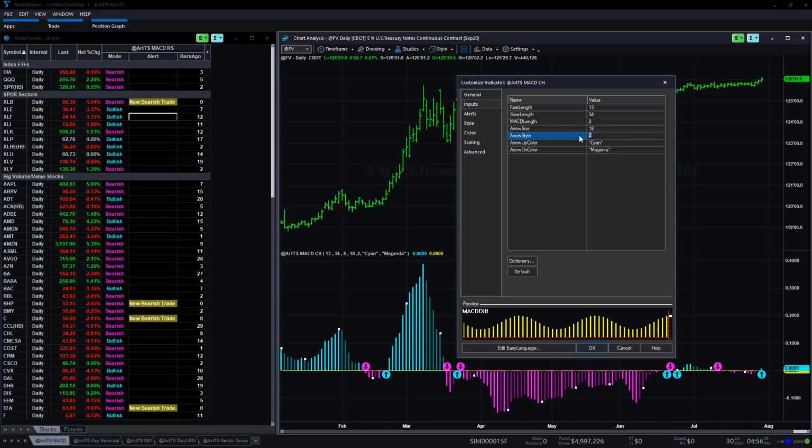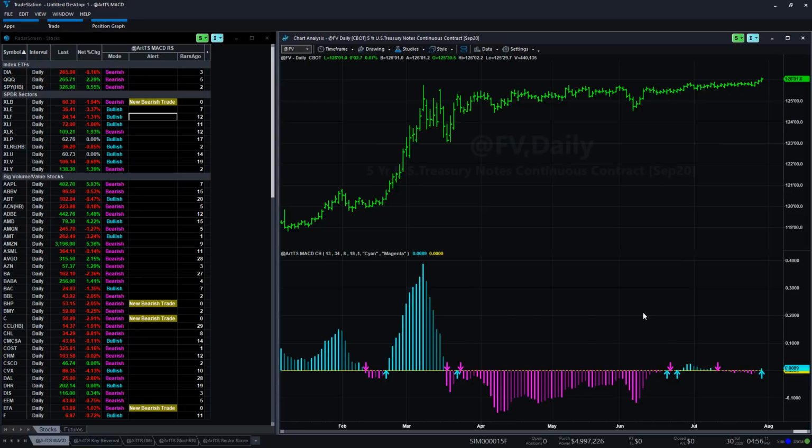I clearly have too much time on my hands to put in all of these customizations, but it's fun, right? Trading's supposed to be fun. And so here you can change that to whatever you'd like.